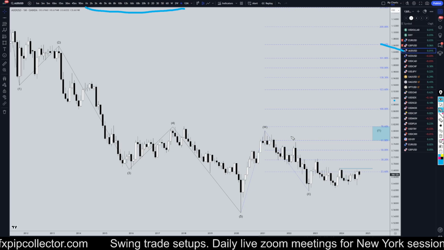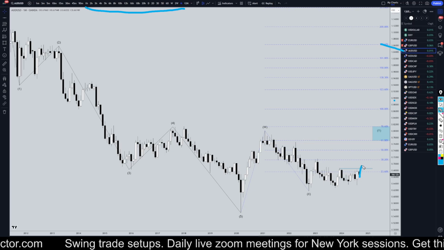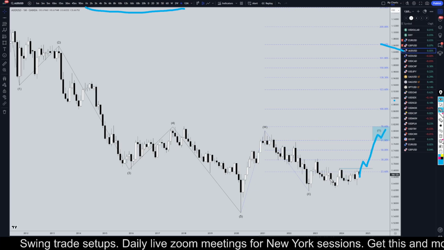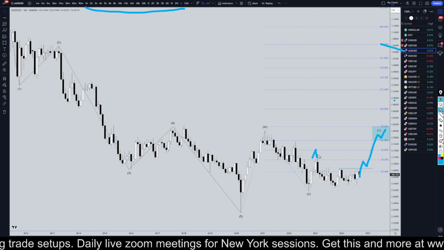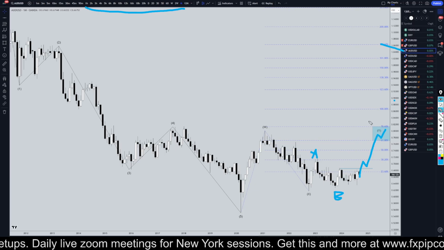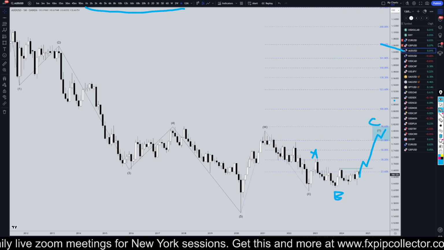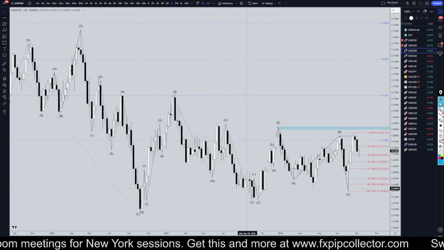So on the Aussie dollar monthly time frame, I still think there's a very good likelihood that we are in a WXY. I think we're actually already in the A, the B, and we're currently in the wave C of wave Y. So let's head down to the weekly time frame.